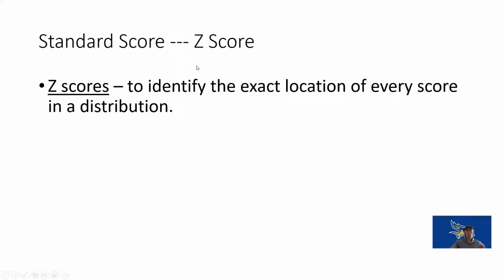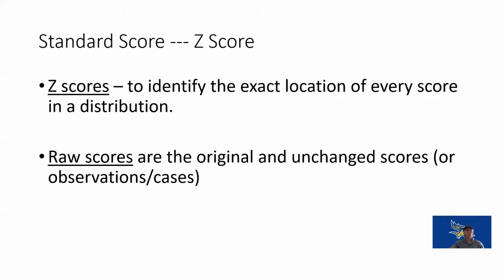Okay. We create these standard scores. We use 2 different types. We use Z-scores and T-scores. We'll start out with Z-scores. Z-scores give us the exact location on that normal distribution where every individual score is in terms of the standard deviation. So Z-score units are standard deviations for that individual test, for that individual group.